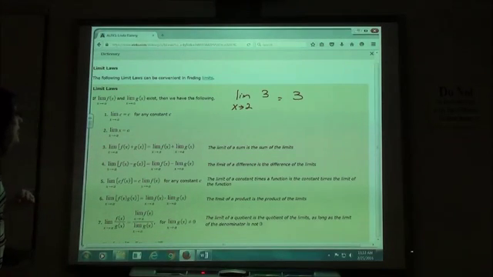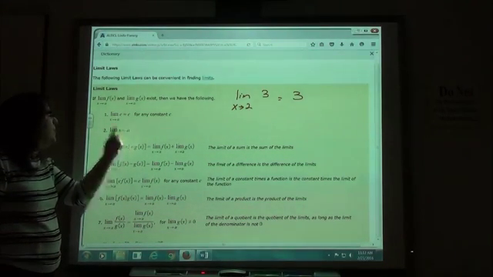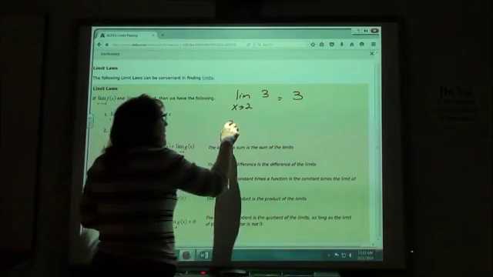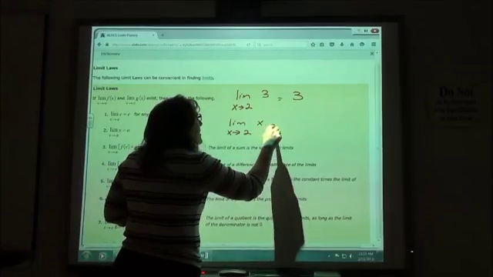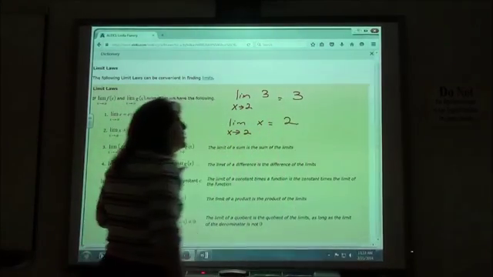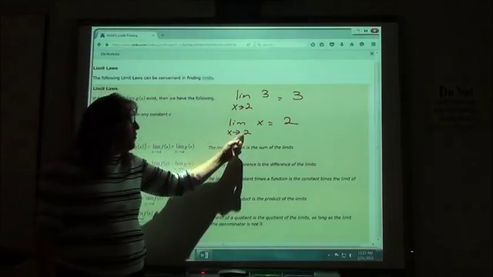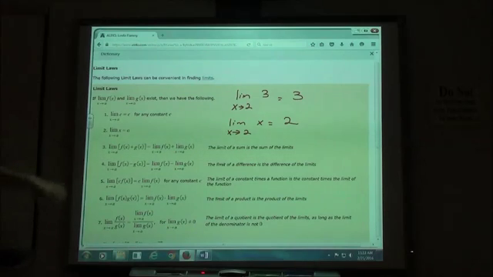The second one says if I have the limit as x approaches a of just x, I'm going to get an a. If I have the limit as x approaches 2 of x, what I'm doing is putting 2 in for the x, and so my answer is going to be a 2. If x were 5, I would get 5. Now the rest of these first ones are kind of weird.